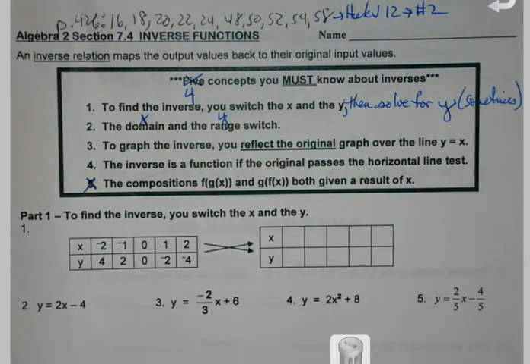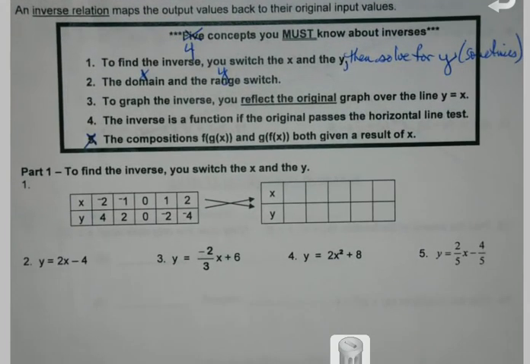To graph the inverse, you can reflect the original over the line, and there's another way too. We're going to take a look at both. And then passing the horizontal line test if you have a graph. We're going to talk about those a little bit here and work our way through them, but there's lots of ways we can use to prove. Okay, we'll start with the easiest one.